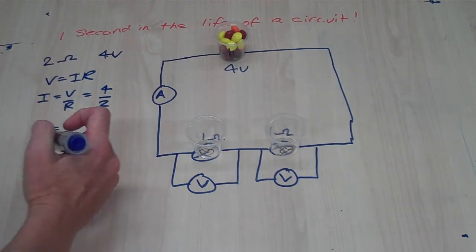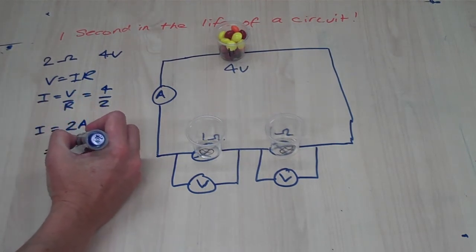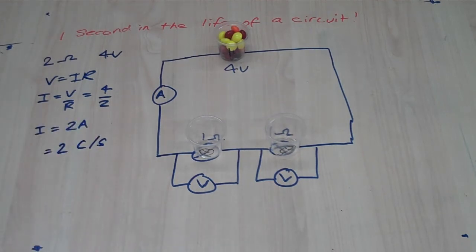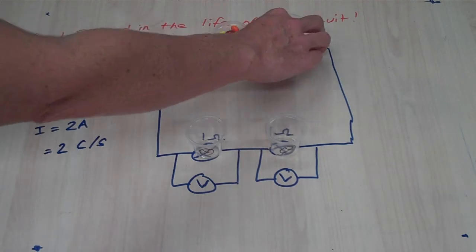Now 2 amps is the same as 2 coulombs per second. Coulombs is a way of measuring the amount of charge. So that's telling us that 2 amps means 2 coulombs of charge will flow around the circuit in 1 second. So we're going to use some cups to represent our coulombs of charge.